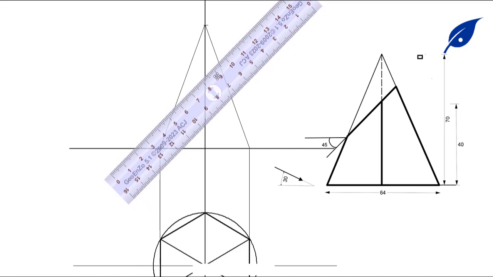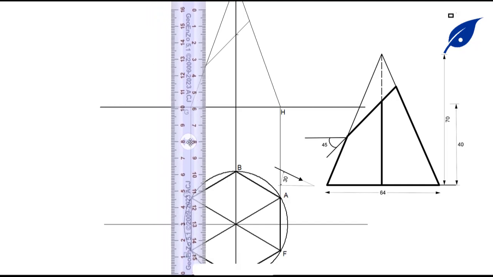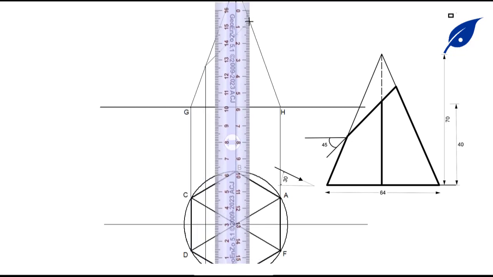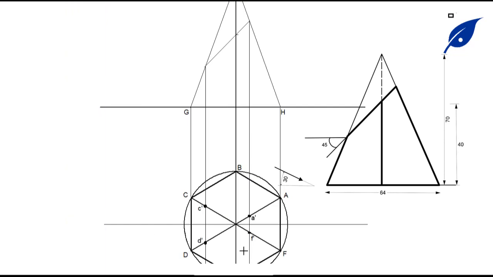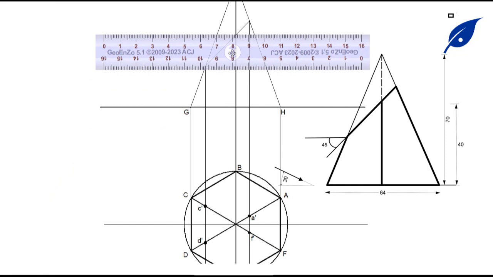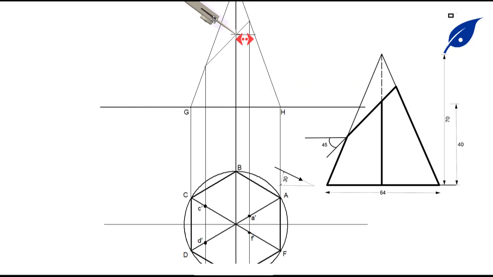Then we'll project the lines from the point where it is cut on the front elevation down to the plan. After sending it down to the plan, then we'll get the points where it touches the lines that are radiated from the center. So we'll get the points A, C, D, and F.